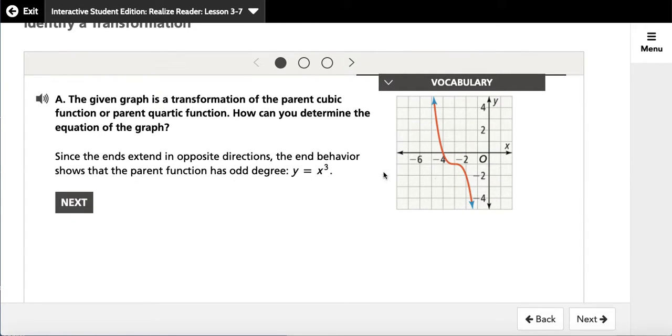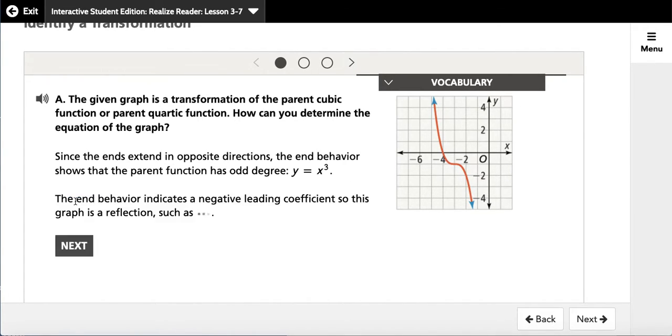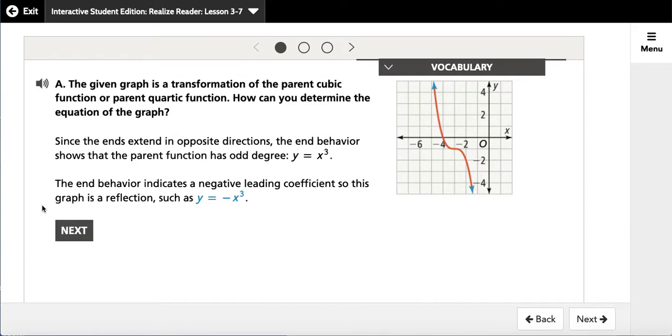Now y equals x cubed would be over here at 0, and if you recall, because of end behavior, it would start down and go up. So this is the opposite. So I already know it's a negative x cubed. Did they go with that? Yes, they did. It's a negative x cubed because of the end behavior.